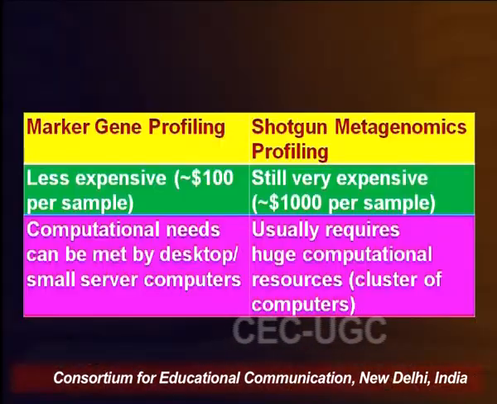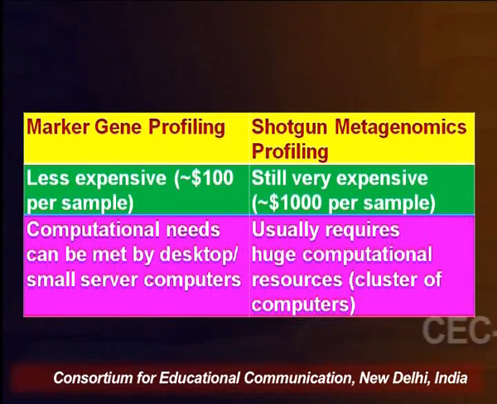So if we compare the two types of studies in metagenomic profiling: marker gene profiling, that is single gene 16S, is much less expensive, up to $100 per sample analyzed. But shotgun metagenomic profiling requires 10 times more, about $1,000, and the computational needs are extensive for shotgun metagenomics. But in marker gene profiling, we could do this on a laptop or a small server.